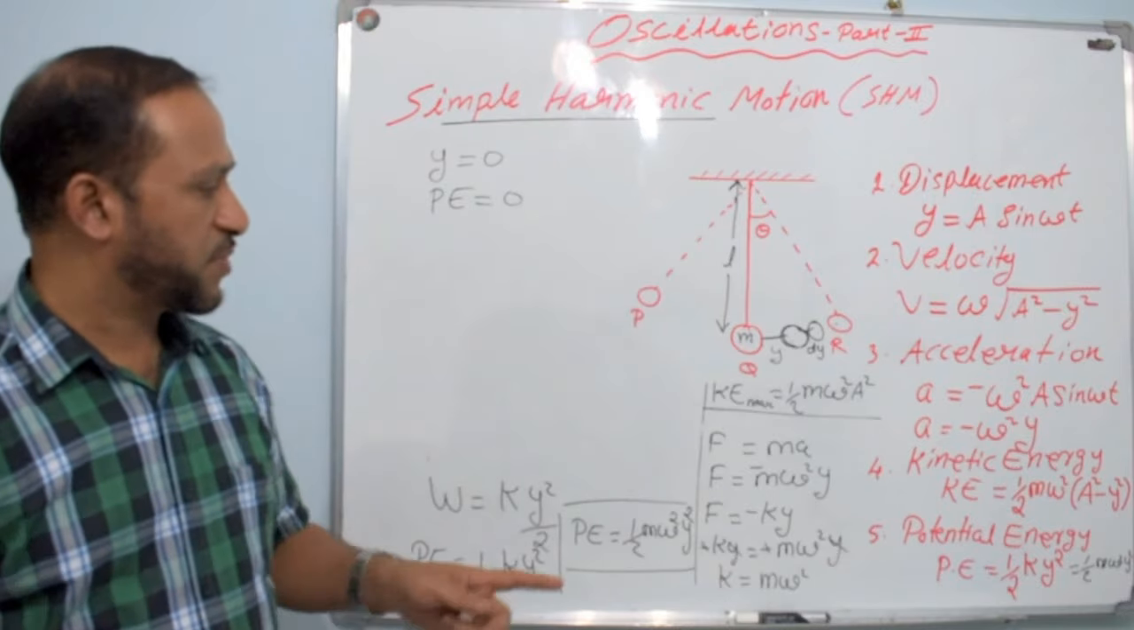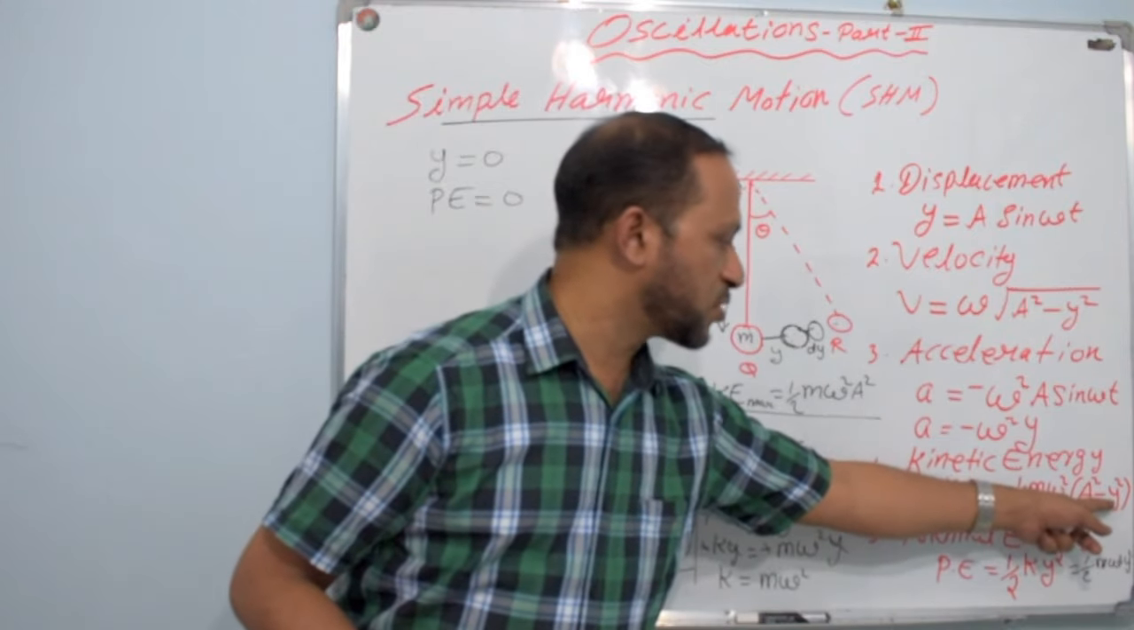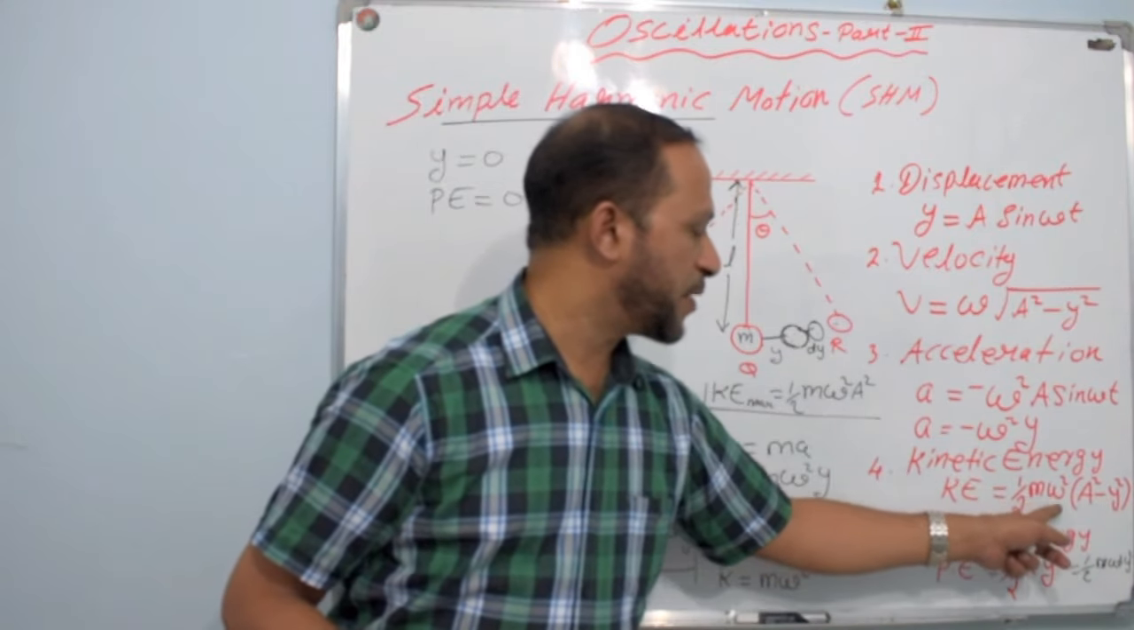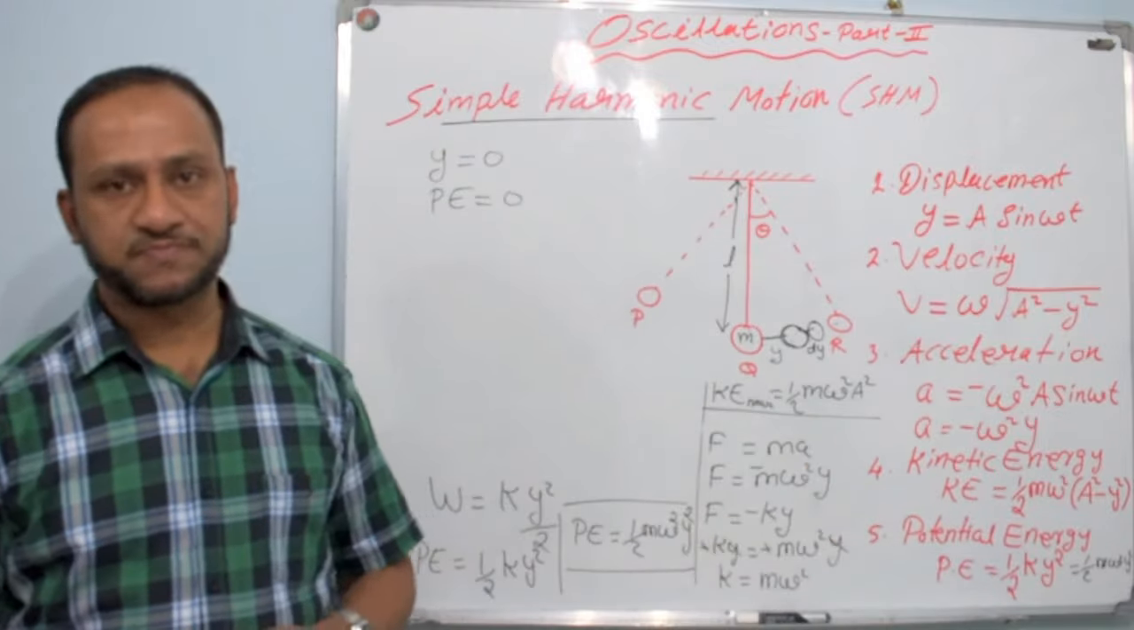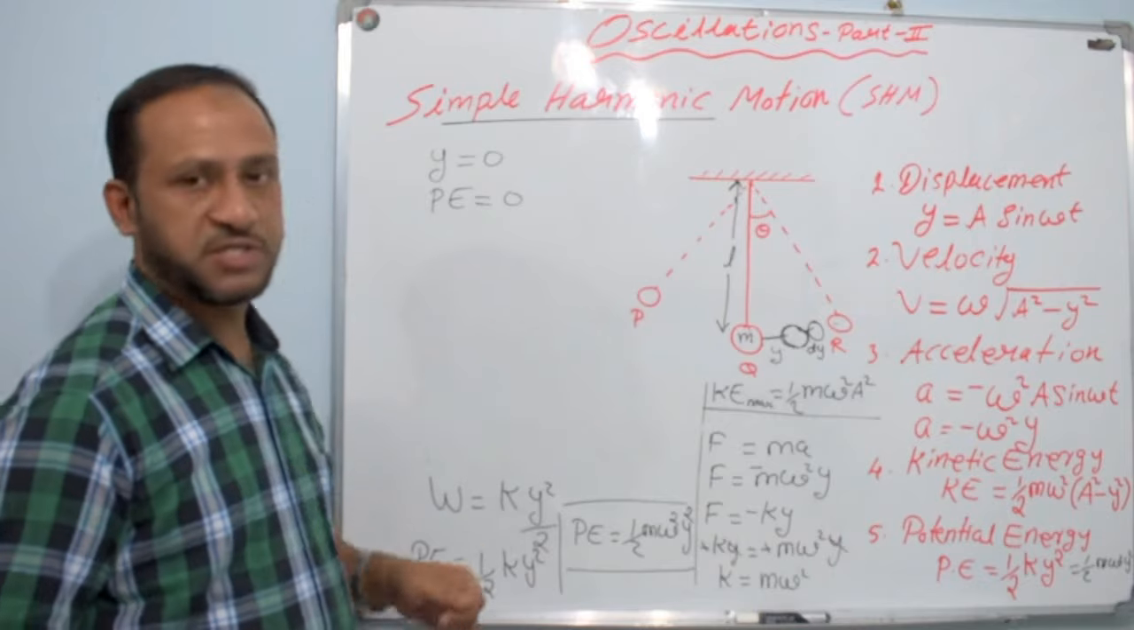And what we have seen from the previous equation of kinetic energy, at the mean position y equal to 0, kinetic energy is half m omega square a square, that is the maximum value. So at the mean position, potential energy is 0 and kinetic energy is maximum.